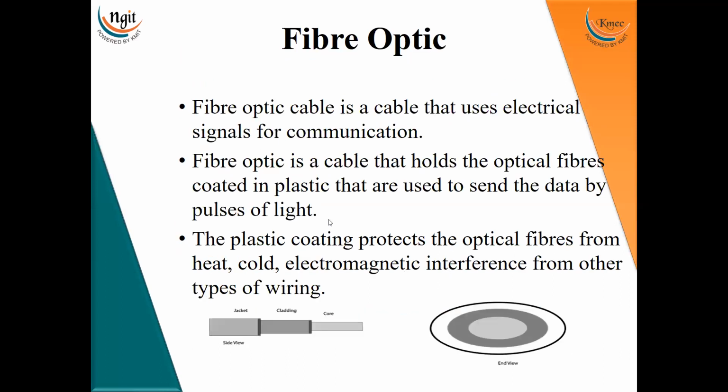And the last type of guided media is fiber optic. Fiber optic is a cable that holds optical fibers. These optical fibers are coated with plastic and are used to send data by pulses of light. The plastic coating protects the optical fiber from heat, cold, and electromagnetic interference from other types of wiring.